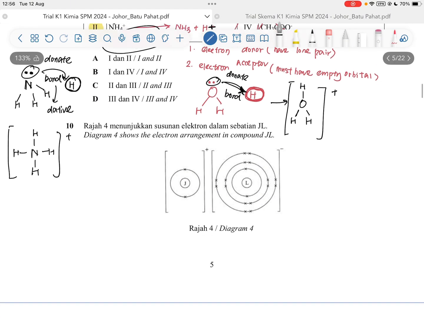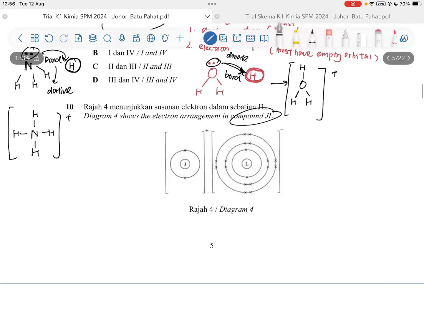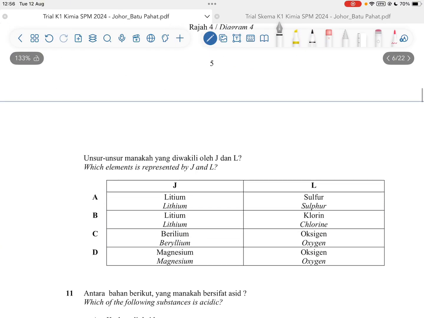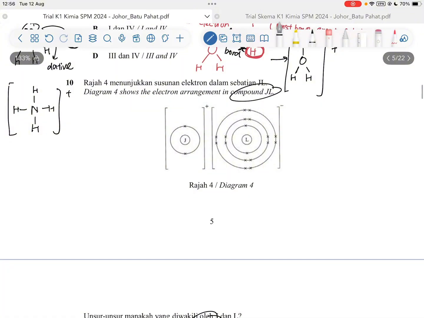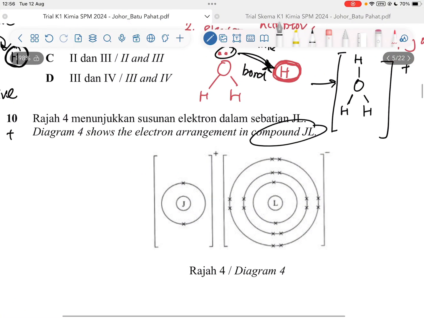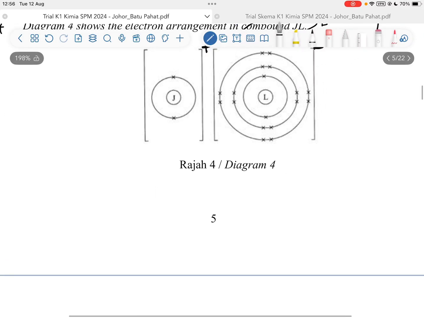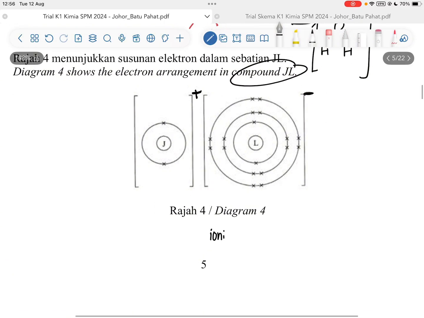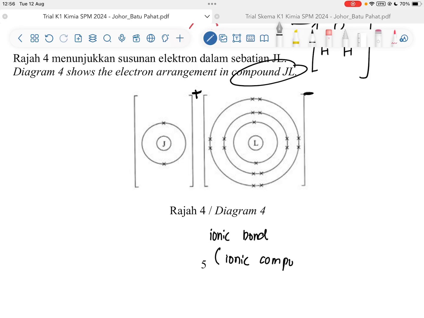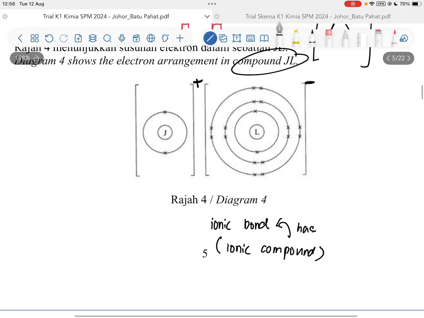Okay, question 10. Diagram 4 shows the electron arrangement in compound JL. Which elements are represented by J and L? Okay, we can see first J is here. There is a plus sign and there is a negative sign. So sure, we can say that this is an ionic bond, an ionic compound. Ionic compound has an ionic bond. So this is 2. It means that it donates.